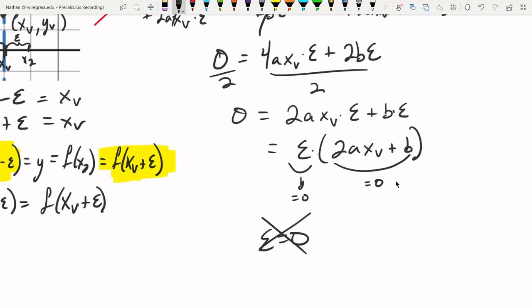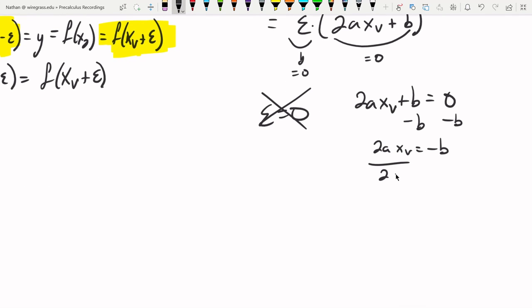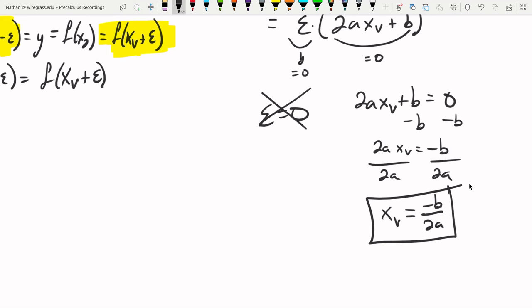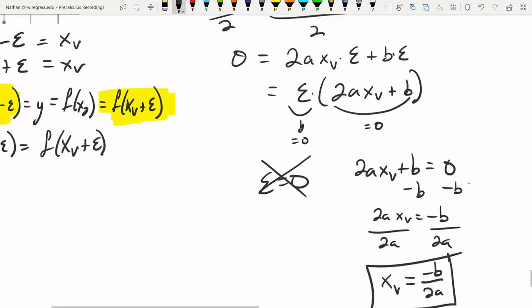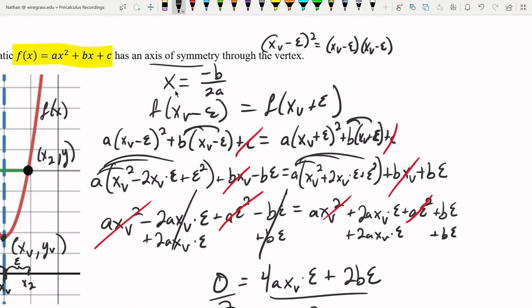We're looking for, when is this thing equal to 0? And 2a xv plus b equals 0 happens when, well, let's solve for xv. And then we divide by 2a. When the x-coordinate of the vertex equals negative b over 2a. And that is exactly what we wanted to find, negative b over 2a, right? Going back up to here. So the x-coordinate of the vertex equals negative b over 2a. That's what we were trying to prove.